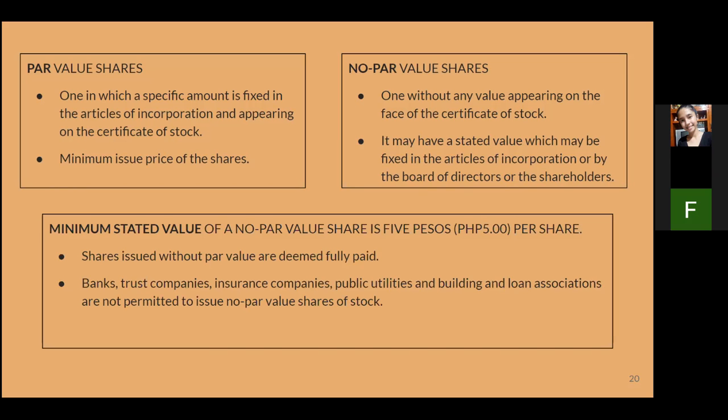So, dahil dyan, meron tayong minimum stated value, di ba? Sabi nga na pag no par, meron siyang stated value. And sinabi dito na ang minimum stated value ng no par value shares is 5 pesos daw per share. In addition, yung mga shares issued without par are deemed fully paid siya. And yung mga bank, trust companies, and insurance companies, public utilities, and building and loan associations daw is hindi pinipermit to issue a no par value shares of stock.